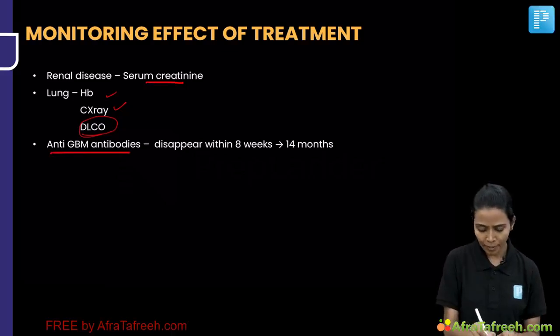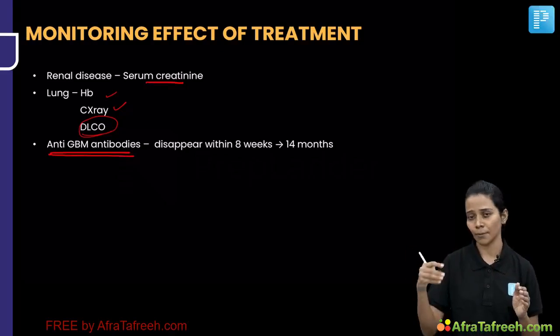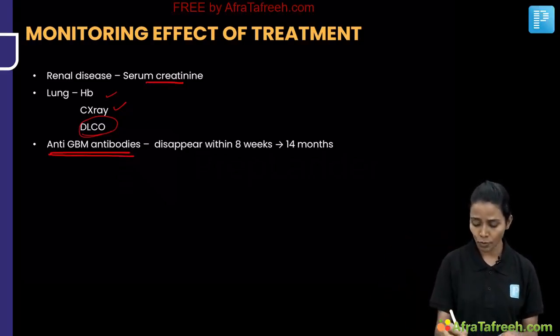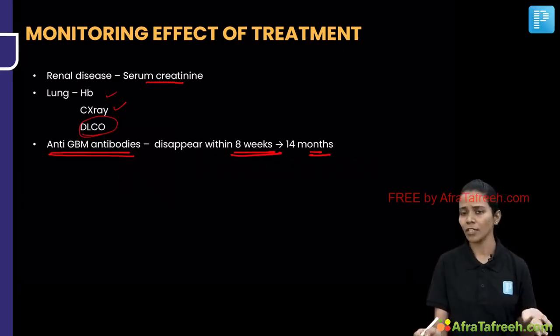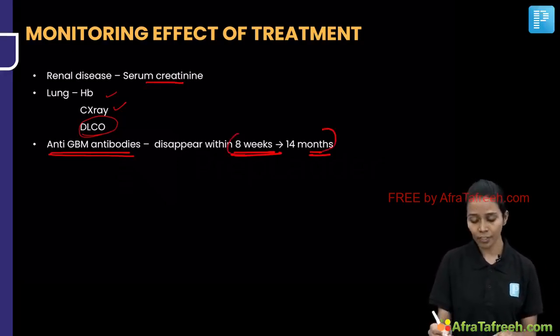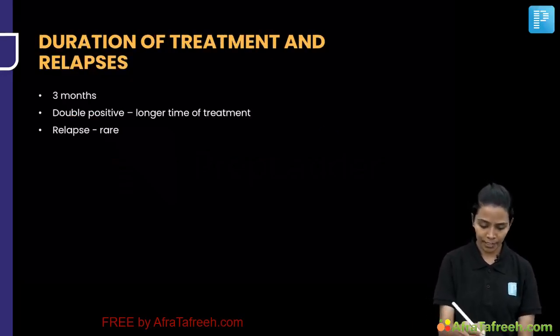And anti GBM antibodies. Generally, we continue plasmapheresis till anti GBM antibodies become negative. And it completely goes off from the body by 8 weeks of treatment. Sometimes till 14 months it can persist. Okay, this is in patients in whom treatment has not responded. Generally by 2 months it is going to completely clear out of the body, but it can last till 14 months.